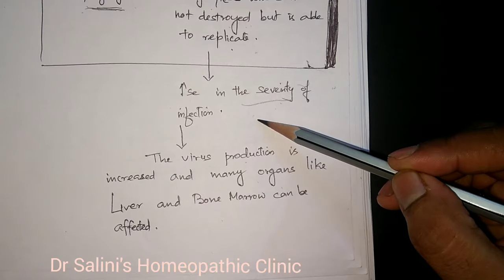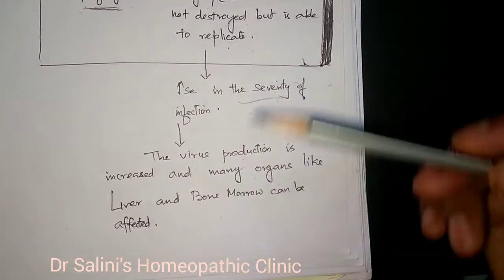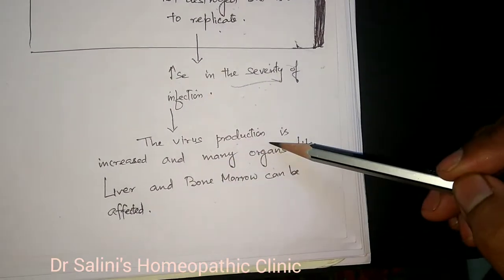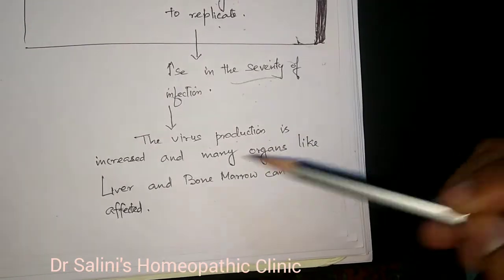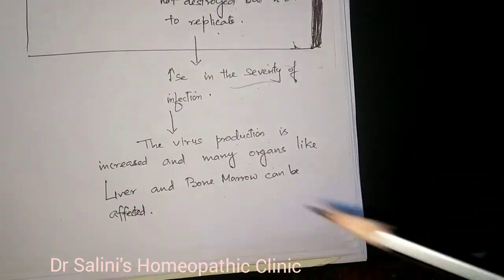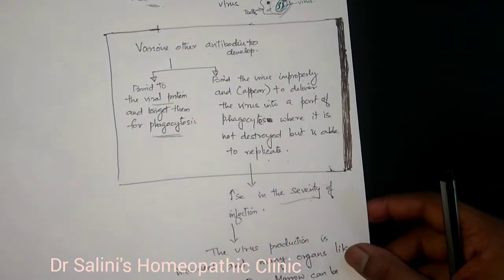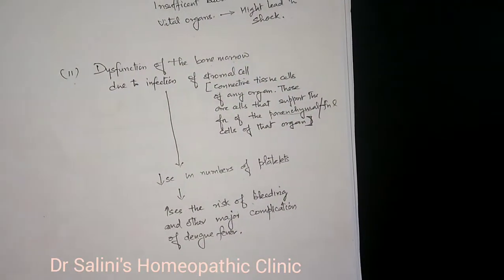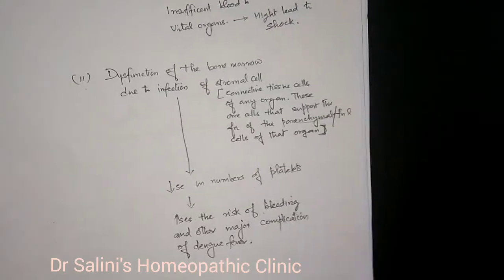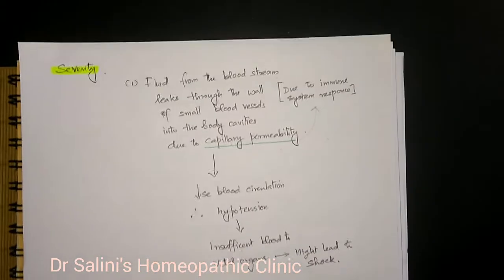When the severity of the infection increases and replication is happening, virus production increases and many organs like the liver and bone marrow also get affected. So the severe or critical phase gets started.